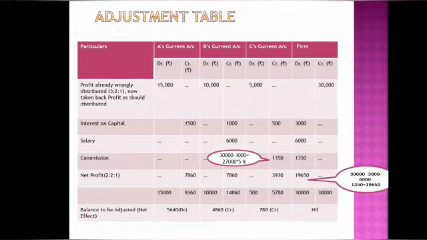In the same way, salary to B is credited and it's debited in the account of the firm. Commission was actually payable after charging the interest on capital.